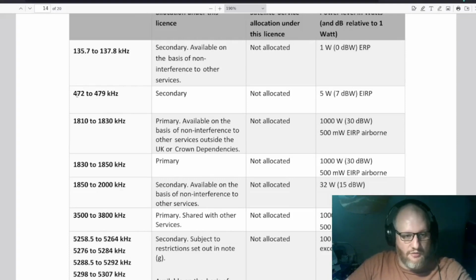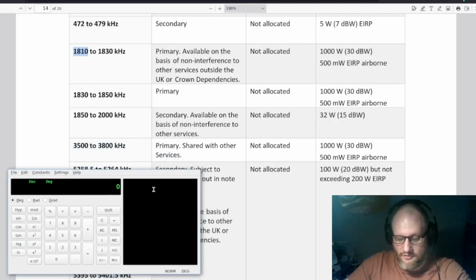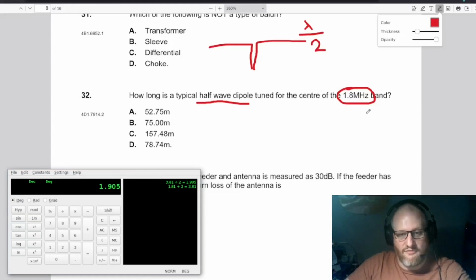And we can see here that we've got the 1.8 meg band starting at 1.81 megs, and it goes all the way up to 2 megs. So to find the center, we can just take the average of this lower band edge and the upper band edge, and that will give us the midpoint. So we can do 1.81 megahertz plus 2 megahertz and divide that by 2, and that gives us 1.905. So the center of the 1.8 meg band is 1.905 megahertz.